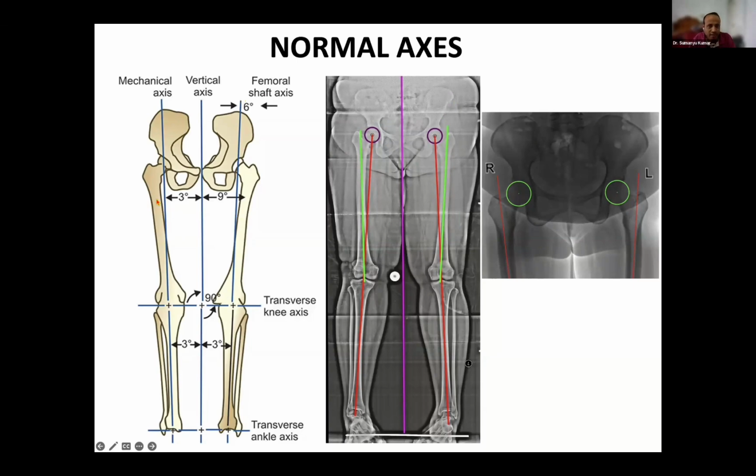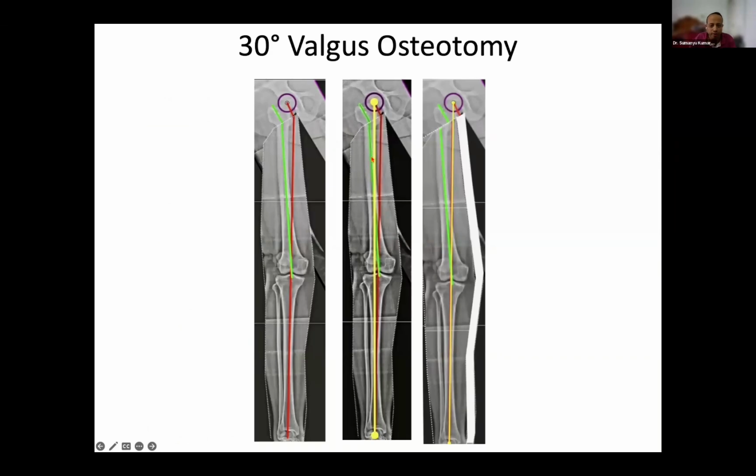So usually the mechanical axis has a 3 degree to the vertical axis. Now we'll see what happens if we do a valgus and varus osteotomy. You can see in this picture, once you do a 30-degree valgus osteotomy, the yellow line, the mechanical axis, is very little deviated. The theory is that once you move away from the knee joint line, the impact of the osteotomy in shifting the mechanical axis reduces.